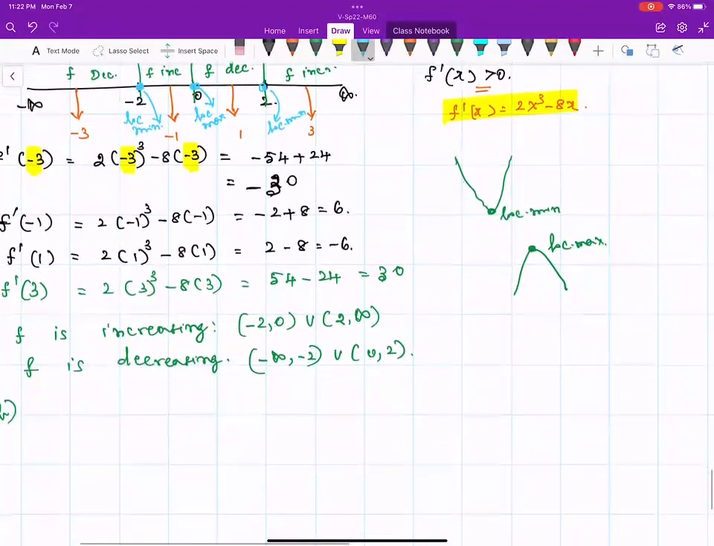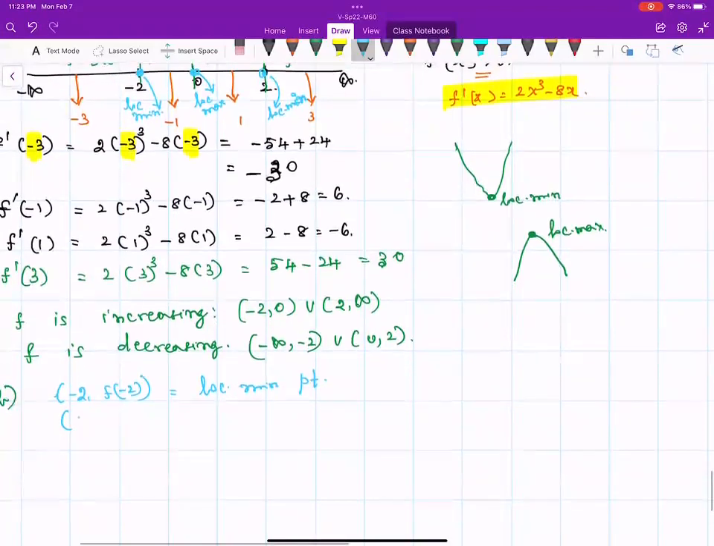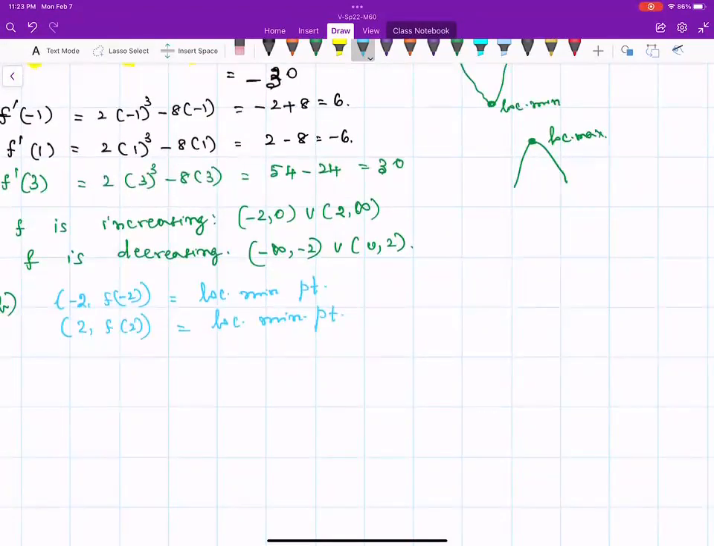Okay, so we can write that as -2, f of -2 is a local minimum point. Same way, what is the other minimum point? So this is actually a local min, right? Decreasing to increasing. At 2, f at 2 is again a local minimum point. What are the local minimum values?